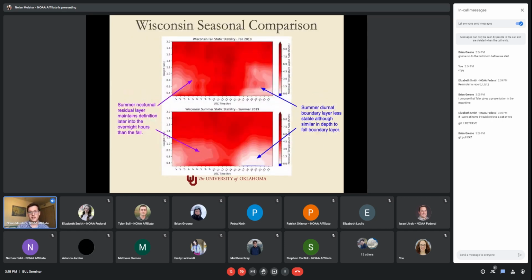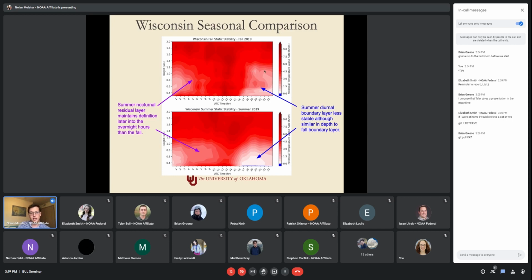So we'll start with a Wisconsin seasonal comparison. There are really 2 features of note that we're going to look at here. The first one is really obvious if you look in the summer Wisconsin data set. It's this daytime convective boundary layer that basically reaches static neutrality in Wisconsin in the summer. It doesn't get quite as unstable in Wisconsin in the fall, but reaches a similar depth, and we do still have a pretty well-defined convective boundary layer.